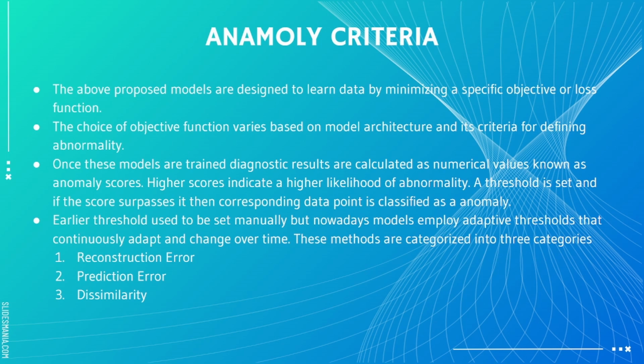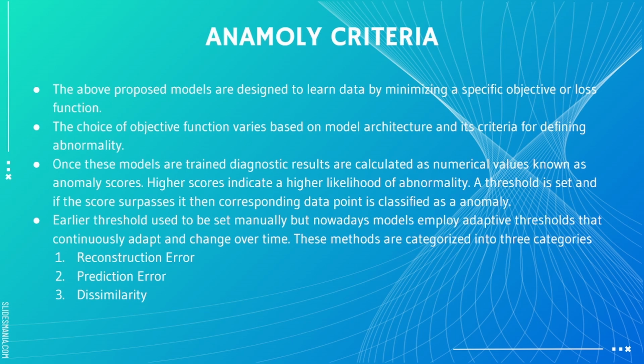Anomaly criteria. The above proposed models are designed to learn data by minimizing a specific objective or a loss function. Once the models are trained, they are applied to the system and machinery state diagnosis. In general, diagnostic results are expressed in numeric form to help understand a given status. We call this numeric indicator an anomaly score. The greater it is, the more likely the state is to be abnormal. Specifically, when the score exceeds a certain threshold, the corresponding data point is determined as an anomaly.